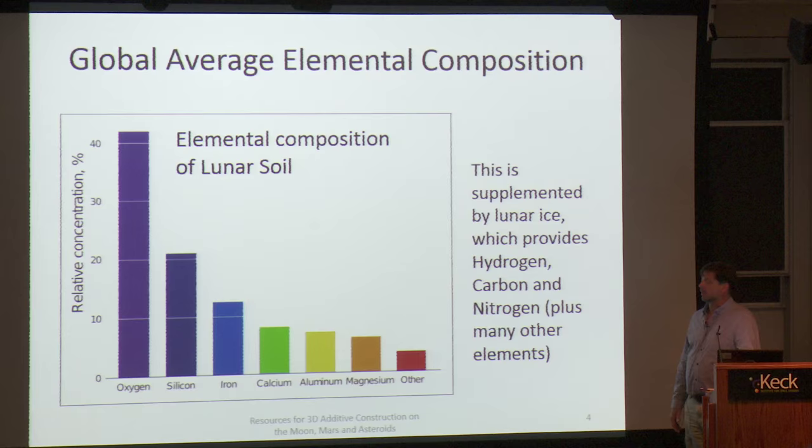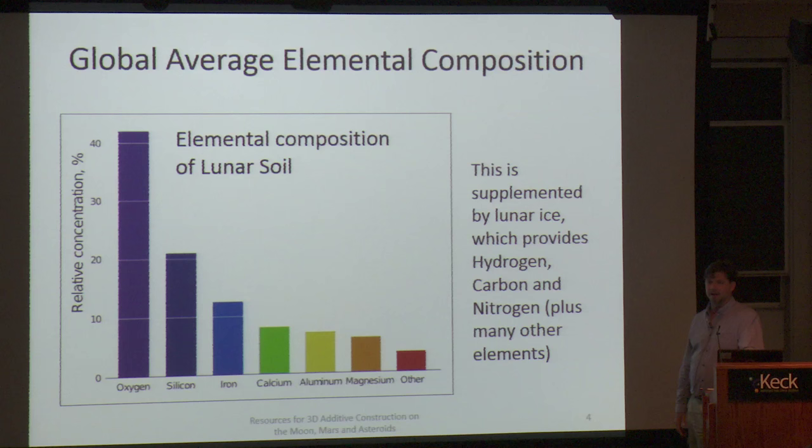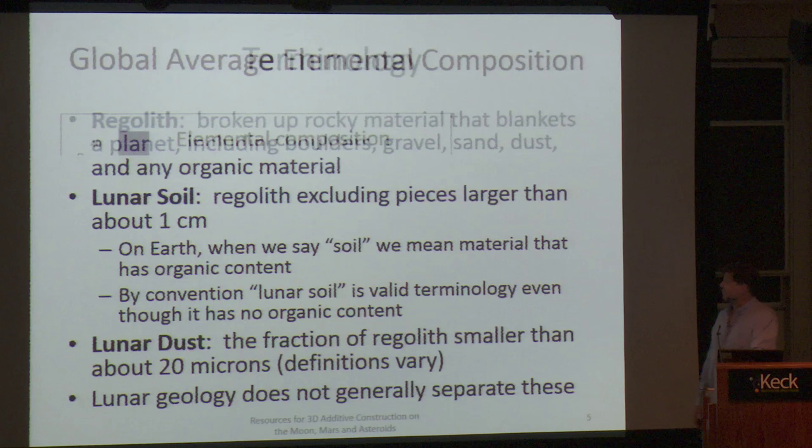The entire Moon is an ore body of oxygen. People say there are no ore bodies on the Moon, but the whole Moon is an ore body. And oxygen, launching oxygen is the largest cost in spaceflight. The Moon also has ample silicon, iron, calcium, aluminum, magnesium, and other elements. Now that's a global average.